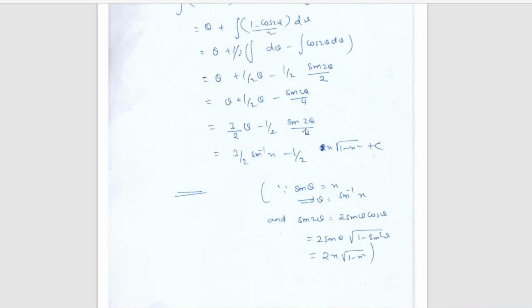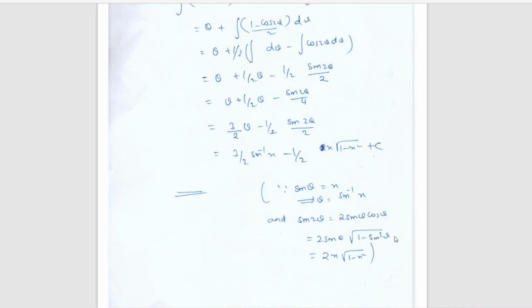How can I replace sine 2 theta in terms of x? Write the formula for sine 2 theta. What's the formula for sine 2 theta? It is 2 sine theta cos theta. Sine 2a is 2 sine a cos a, that you have studied. So 2 sine theta into cos theta, where cos theta is square root of 1 minus sine square theta, because sine square theta plus cos square theta is equal to 1.